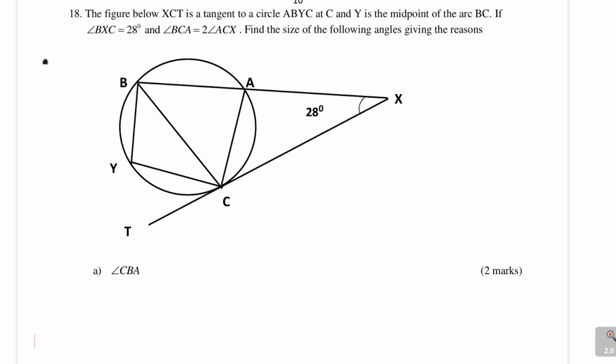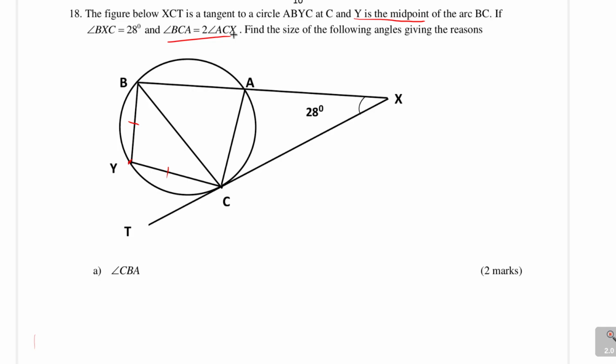Angle BXC is 28 degrees, that is given. Then Y is the midpoint of arc BC. So look at arc BC, it is here. If Y is the midpoint, then it means BY is equivalent to YC. I repeat that: if Y is the midpoint of arc BC, then BY is equivalent to YC, and therefore these sides will be equal. So BY is equal to YC.